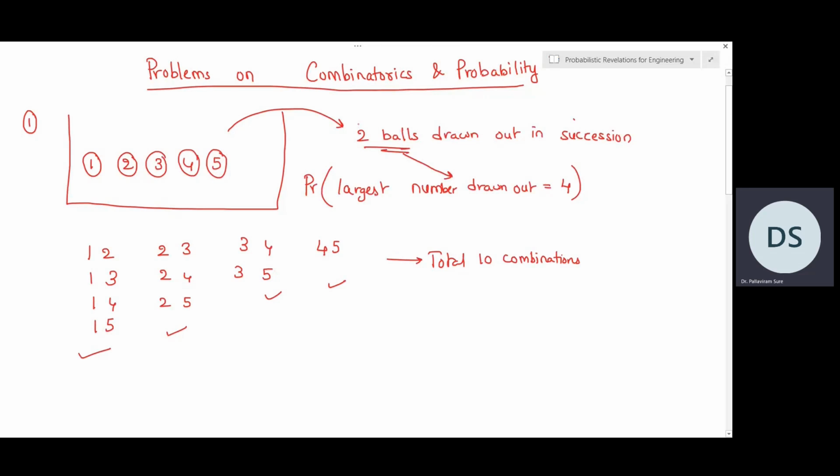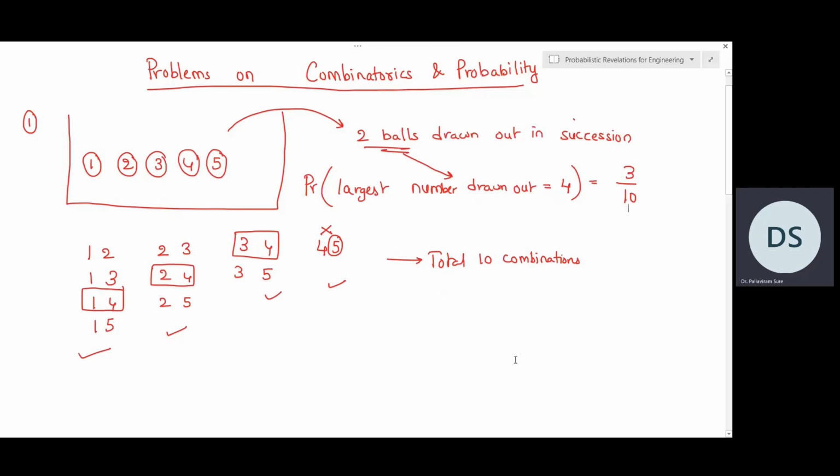Now out of these 10 combinations, what is the largest number that should come always? That is 4. So 1, 4 is one option that we are looking for. 2, 4 is one more and 3, 4. 4, 5 is not a valid option, since the largest number is not 4, the largest number becomes 5. So totally, we have 3 combinations where the largest number becomes 4. So that means the probability of this will be 3 by 10.